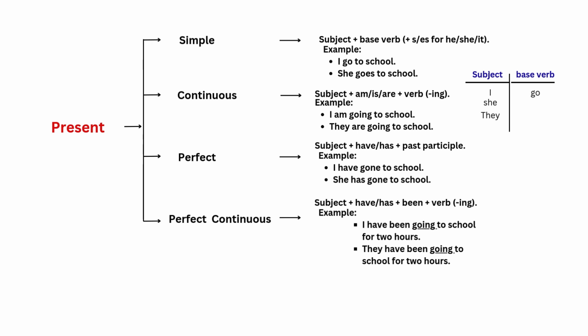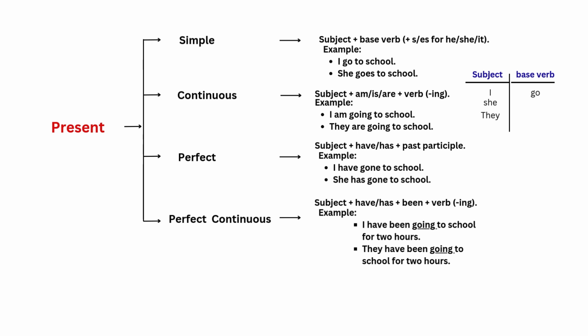Have been is the auxiliary verb used in the present perfect continuous tense with the subject I. Going is the main verb in its continuous form, verb plus ing, to show the ongoing action. To school is the object. For 2 hours indicates the duration of time the action has been happening.